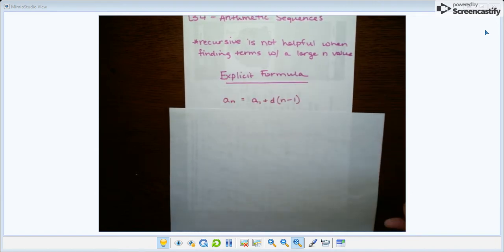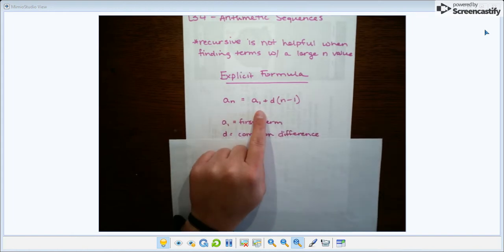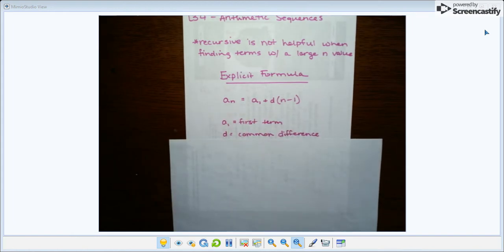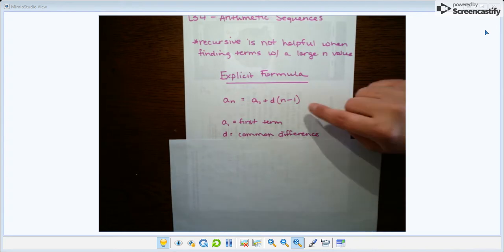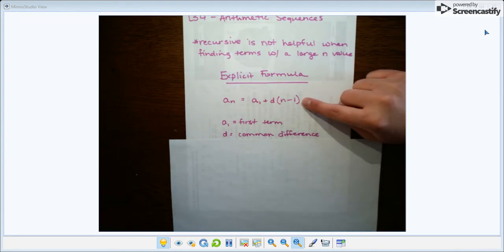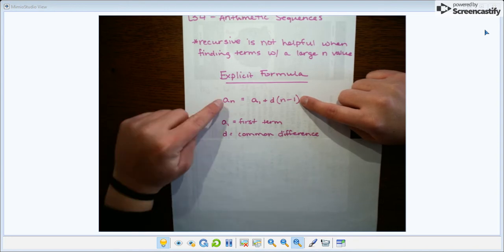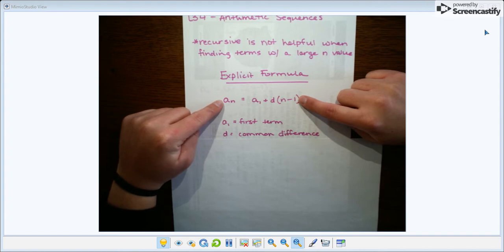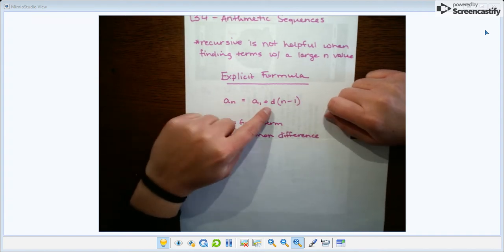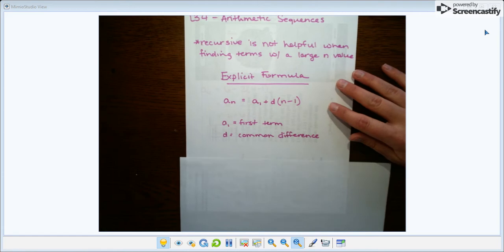The explicit equation or formula looks like this. A sub n, remember that's the nth term or the term we're going to be looking for. And then a sub 1 is our first term. D is still our common difference. And then we have parentheses n minus 1. So that parentheses n minus 1 will always be there in every single equation. So a sub n and n minus 1 will always be there. You're going to change the a sub 1 and the d depending on your example.